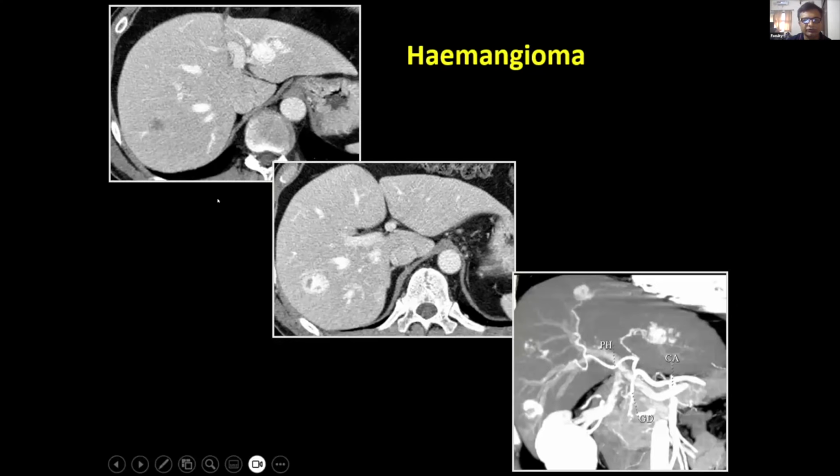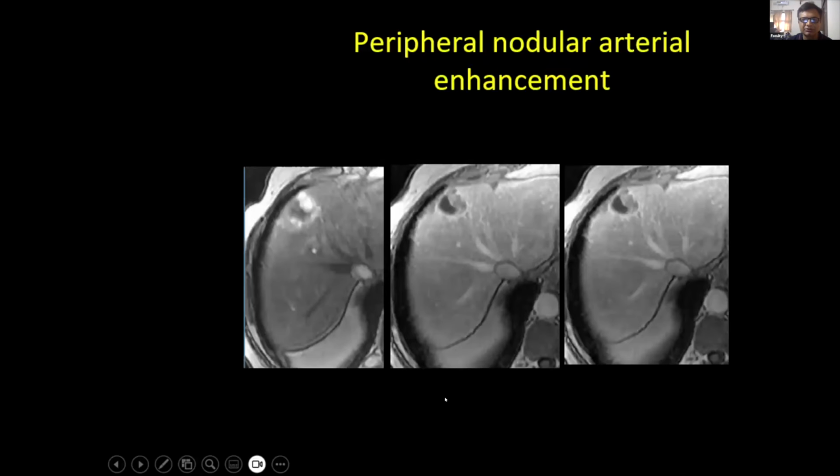This is one more example of hemangiomas, multiple hemangiomas. It can be multiple, as you see here. If you see one hemangioma, you need to look for any additional lesions in the patient. As you see here, the multiple lesions have a very, very similar enhancement pattern.